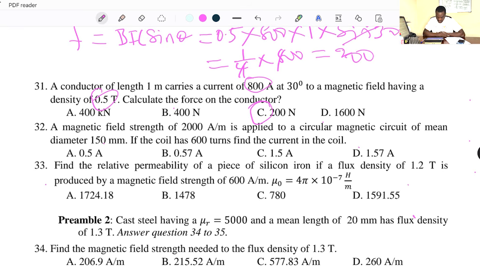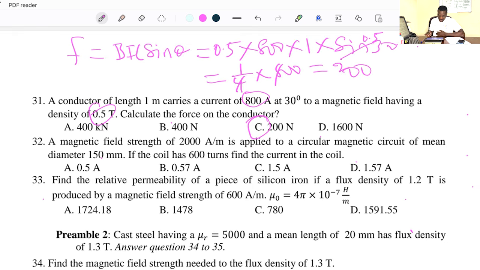A magnetic field strength of 2000 amps per meter is applied to a circular magnetic circuit of mean diameter 150 millimeters. If the coil has 600 turns, find the current in the coil. So here you can see we are given the magnetic field strength, we are given the length, and we are interested in the current.